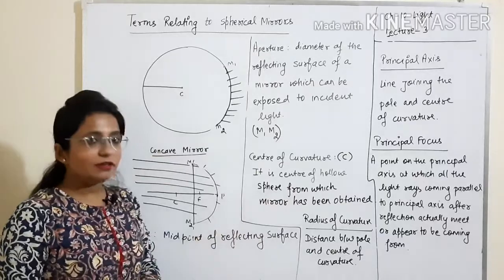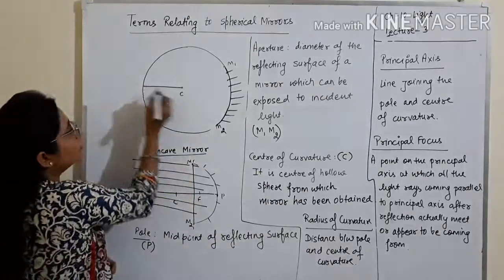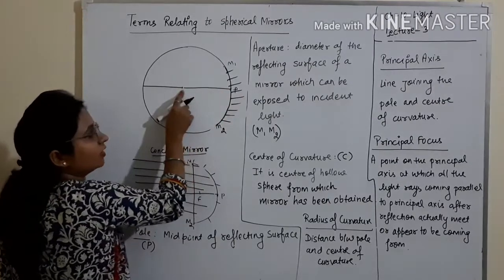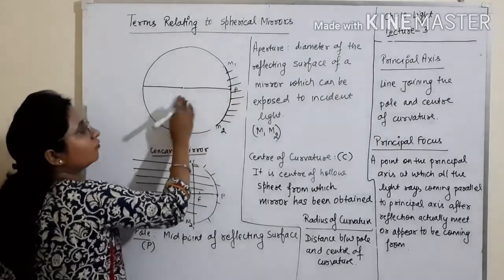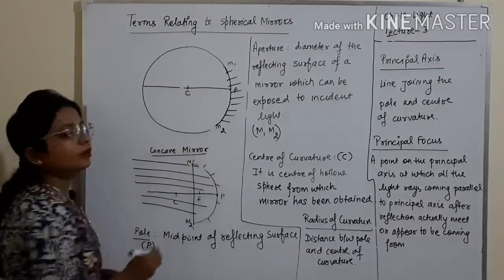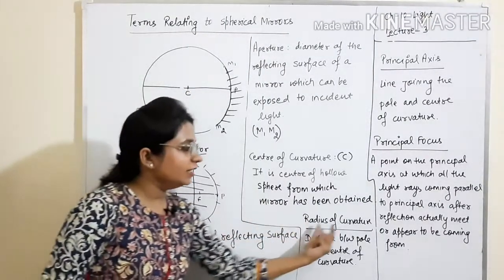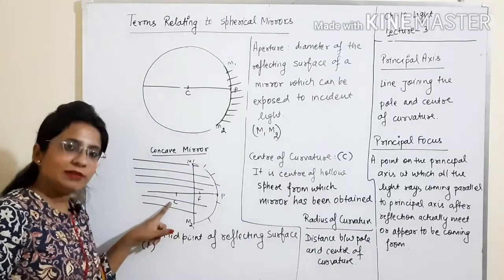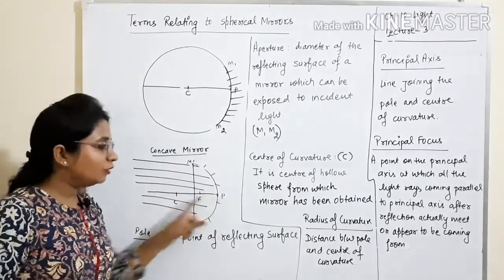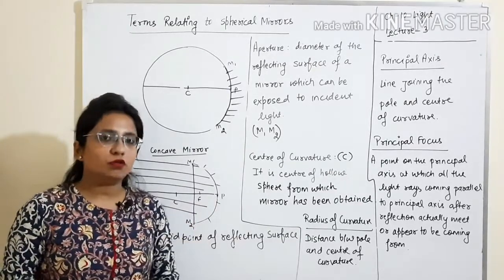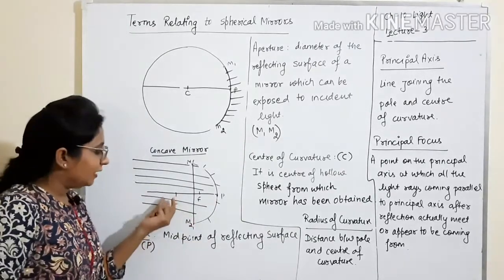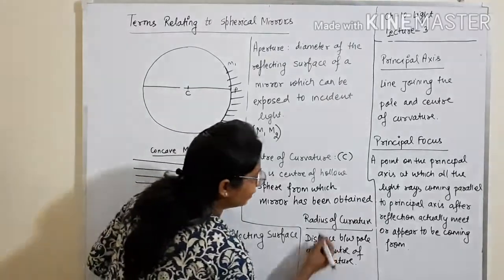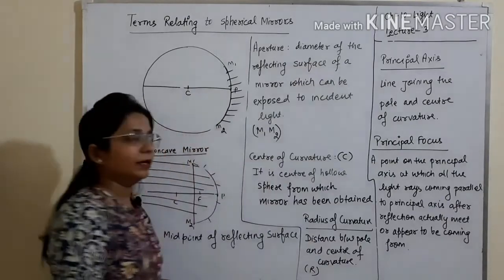And what is radius of curvature? It could be easily understood. This is the pole. This is the center of curvature. From pole till center of curvature, this distance will be called the radius of curvature. Center of curvature is represented as C and radius of curvature is represented as R.